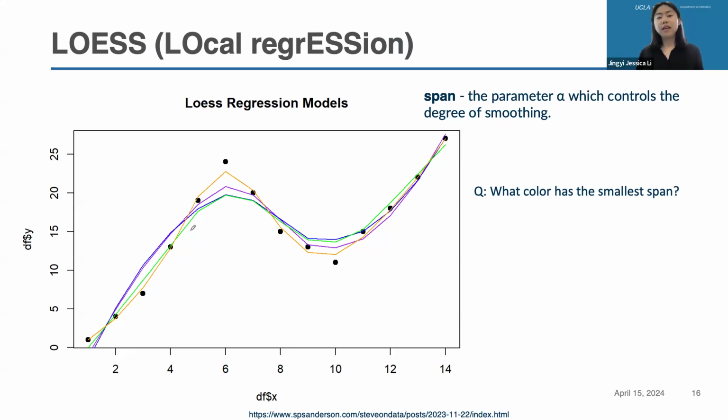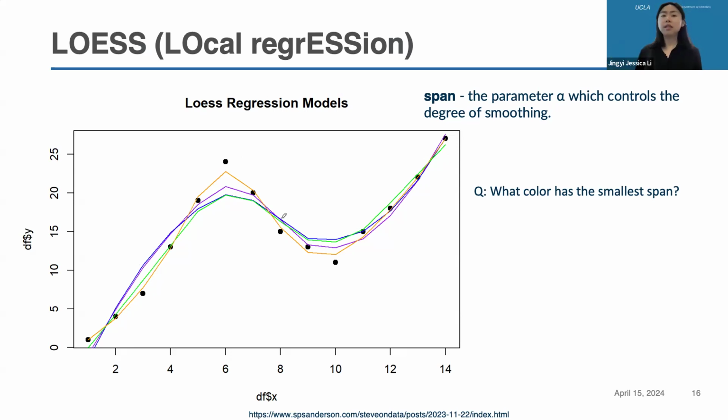Now each colored line represents one span. Which one has the largest span? Which one has the smallest? What's your intuition? The orange one has the smallest span, because you see this one fits best to the dots, right? And the smoother you are, the farther away from the dots.